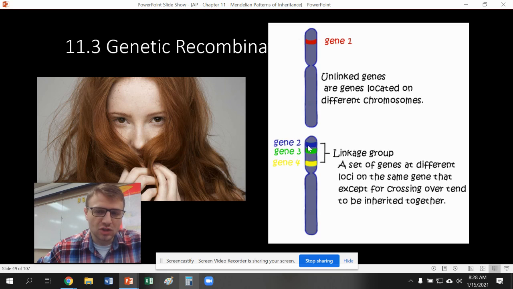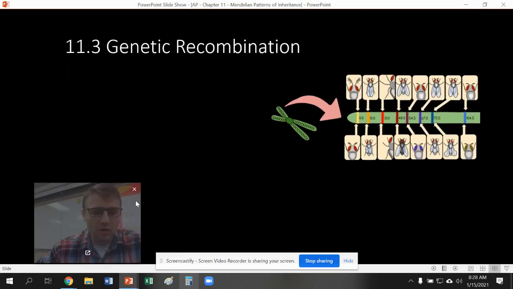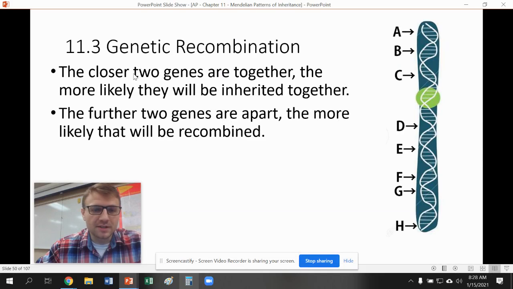Gene linkage says that gene 2, 3, and 4 are going to be inherited more often than gene 1 and 2 because they're on the same chromosome. The crossing over between gene 2 and 3 is less likely than the recombination between 1 and 2. So let me go back here. This is a great way to say, again, if we look at the genes on this chromosome, you're more likely to inherit A and B than A and H together because they're so far apart. So the closer the two genes are on a chromosome, the more likely they're going to be inherited together. The further apart they are, the more likely they're going to be recombined.